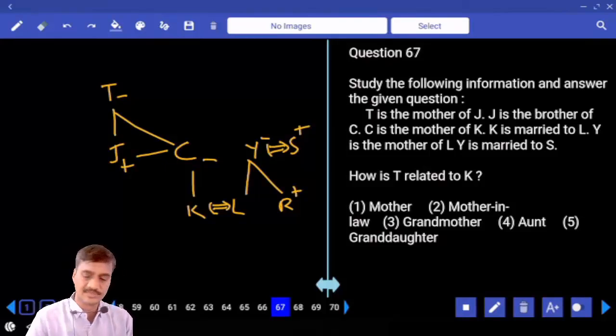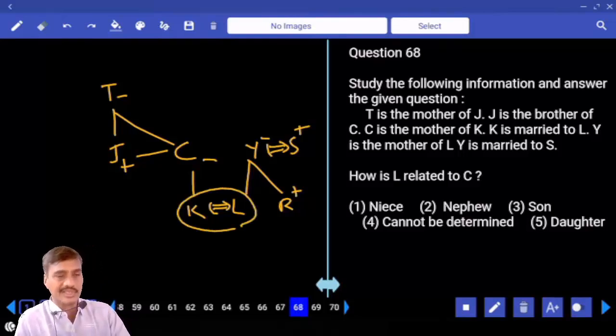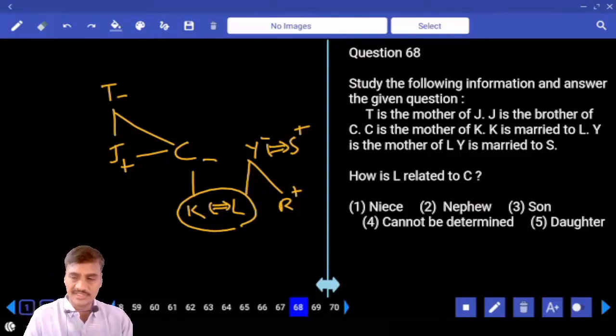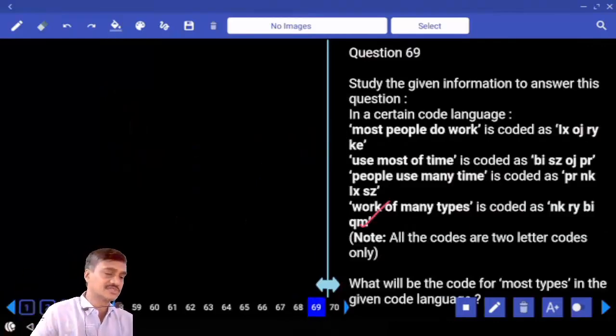Then 68. Now in 68, how is L related to C? Now the gender of this L is not known. If L is a male, then L is the son-in-law, or if L is a female, daughter-in-law. So son-in-law or daughter-in-law cannot be determined, choice 4, 68. Then 69 onwards.